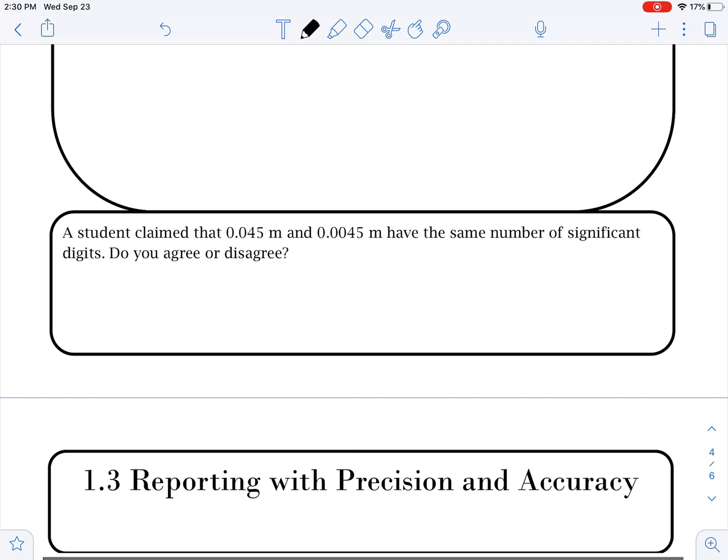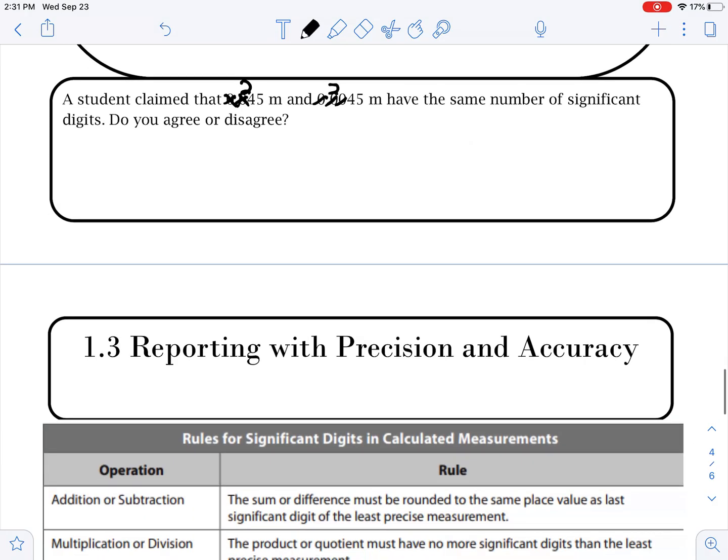Okay, here the student claimed, as you look at it, these ones here are to the right of it, so that doesn't count, that doesn't count. So there would be 2 here. You look at this one, same thing, those don't count. There's 2 here, so the student is correct.